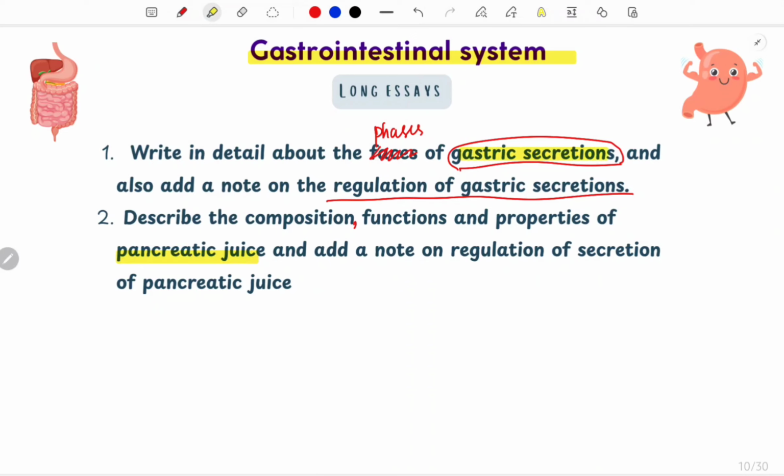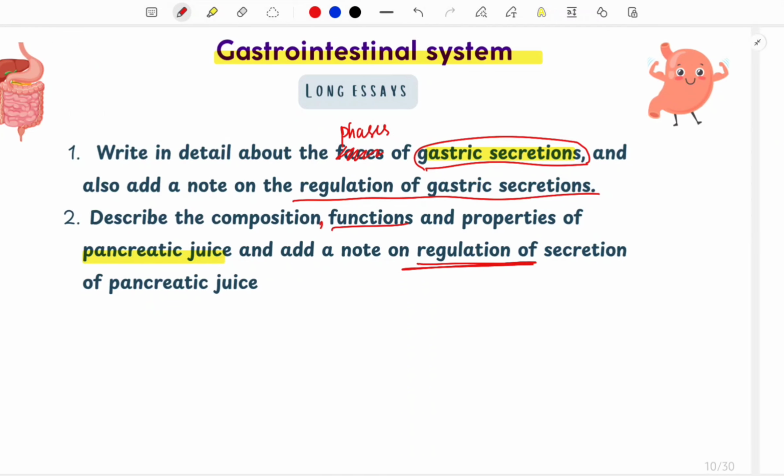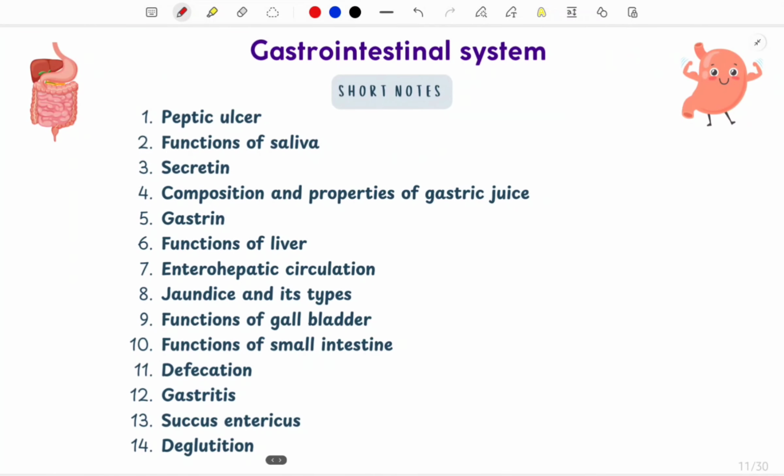These two are important from the long essay point of view. And also they are asking about the regulation of secretion here. So basically they are asking about the functions or phases of these two secretions along with their regulation. In short notes, peptic ulcer is again an important question. Peptic ulcer, functions of saliva, secretin, composition and properties of gastric juice.